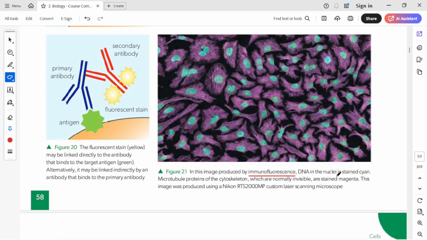DNA in the nuclei is stained cyan. So here the light blue color, the cyan color, is the nucleus. And microtubules, proteins of the cytoskeleton, which are normally invisible, are stained magenta. So the whole cell, inside the outer wall, a lot of microtubule proteins will be present. The whole cytoskeleton of the cell is stained magenta here. So we can see a very interesting image where the central part, which is light blue, is the nucleus, and outside we can see the cytoskeleton, which is stained magenta in color. This image was produced using a camera, custom laser scanning microscope.